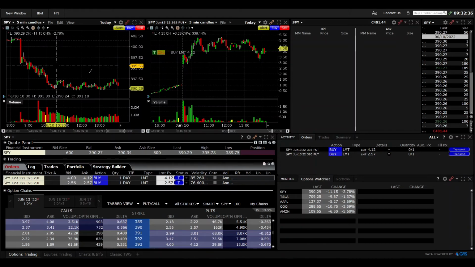So I hope this helped you guys clear up what expiration dates to choose, what strike prices to choose, and just try not to overcomplicate it. It's really not that difficult, and it's very simple. But you just have to avoid the wrong strike prices and the wrong expirations.